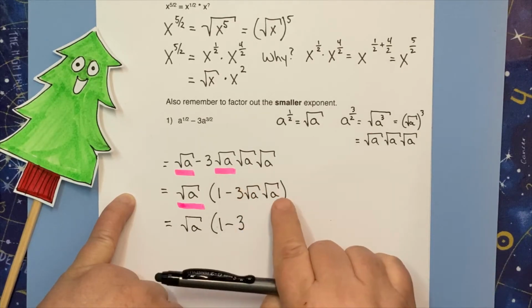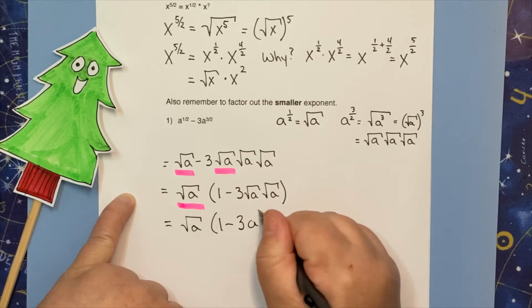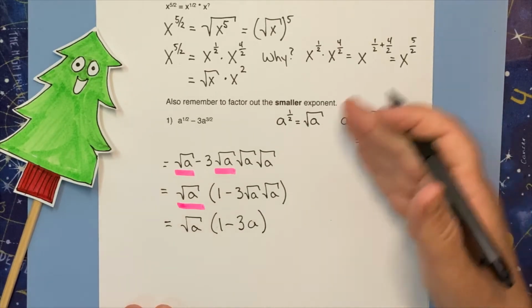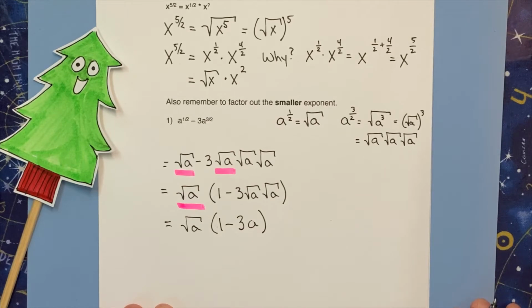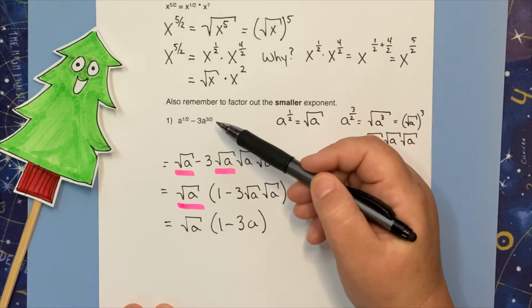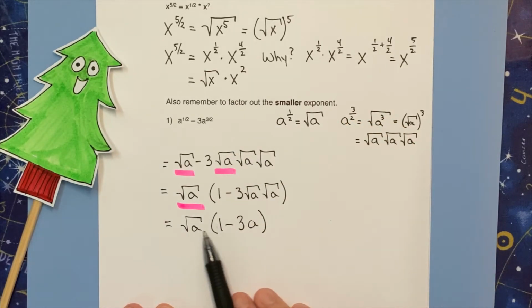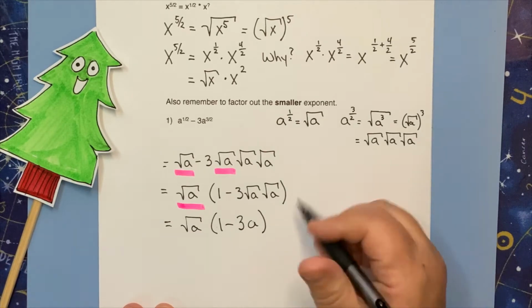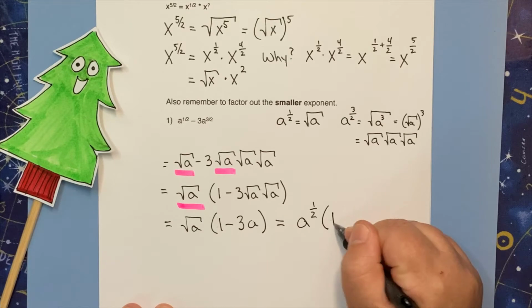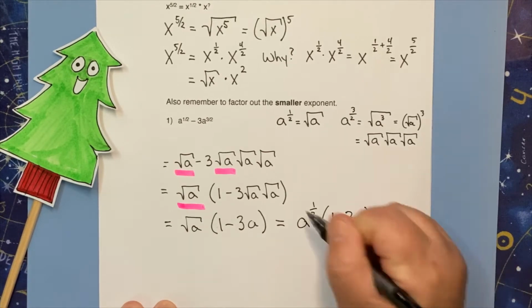Square root of a times the square root of a, that's an a. And there we go. Now, what is the downside of doing this? Well, the downside of doing this is a lot of writing. And the problem was given to us in terms of exponents. So switching is like changing the language. So the last step should be to rewrite it back in the same language in which the problem was posed.